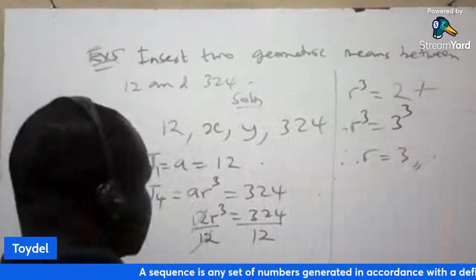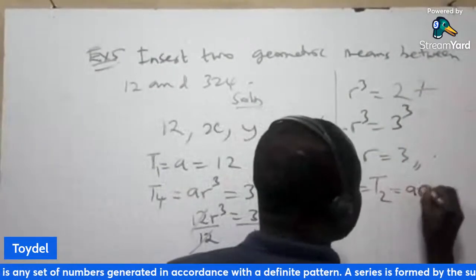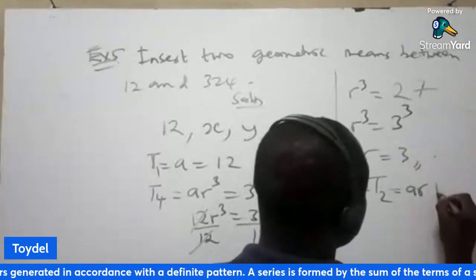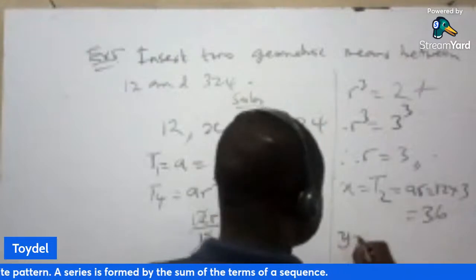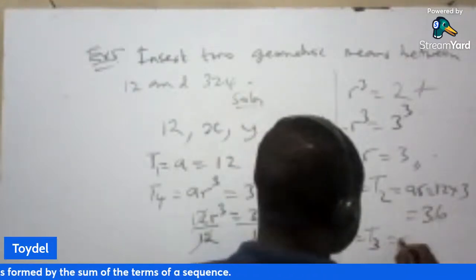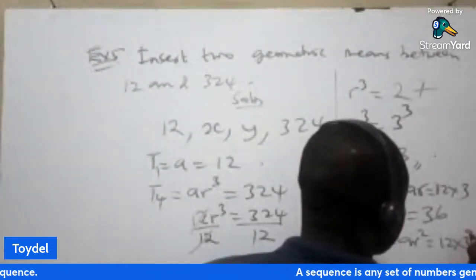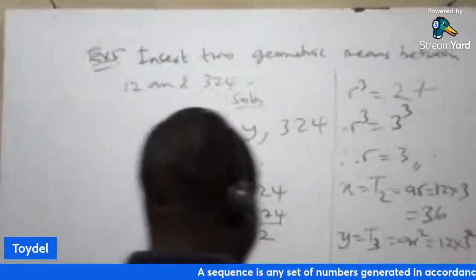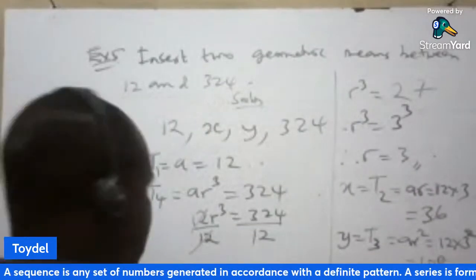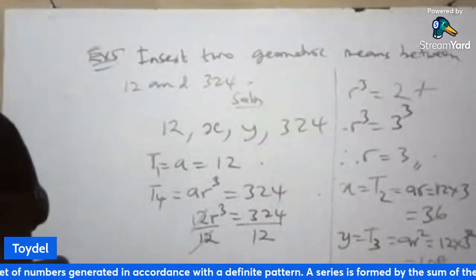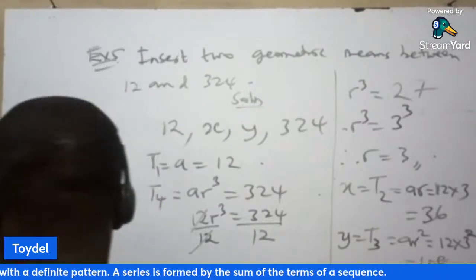If R is equal to 3, then X, our X is what? The second term, T2, is given as AR. A is 12, that is 12 multiplied by 3, and that will be 36. Then Y is the third term, T3, that's AR squared. We are going to have 12 multiplied by 3 squared. 3 squared is 9, 9 times 12 is equal to 108. So T3 is 108 and T2 is equal to 36. That is what we are going to get.